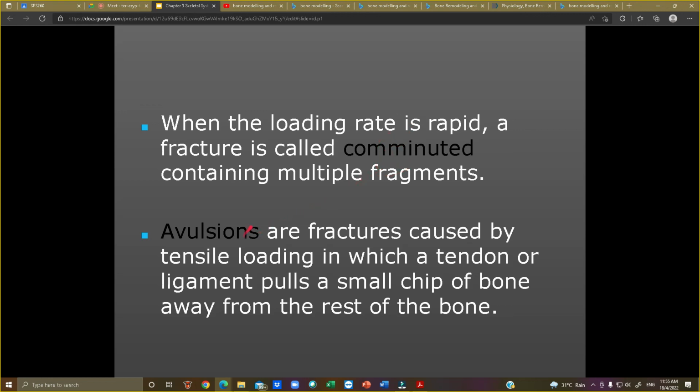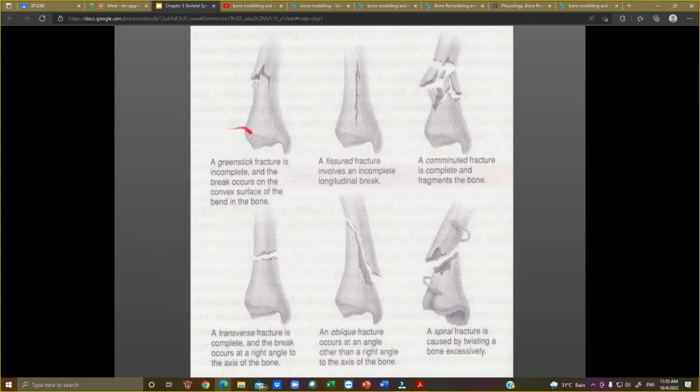Okay, comminuted. And then avulsion, a fracture caused by tensile loading in which a tendon or ligament pull a small chip. Okay. Tulang kopak kerana tension of tendon. Maksudnya macam ni. Okay. Ni green stick, not a complete fracture. Kalau transverse fracture, complete. Okay. Fissure, selalunya dia longitudinal. Okay. Green stick, horizontal. Fissure, longitudinal. Dua-dua, incomplete. Okay. Ni comminuted, shattered.